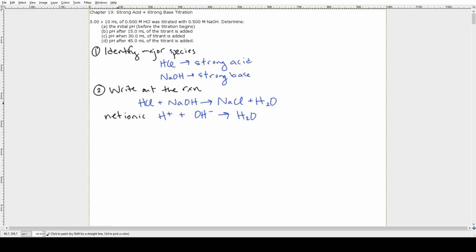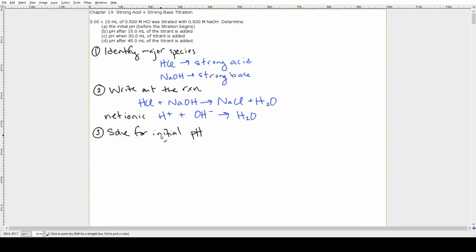Okay, now let's get into the meat of the problem. Part A is asking us to figure out the initial pH. So let's do that. Solve for initial pH. Now some of you are probably wondering, why didn't she write an equilibrium expression? Why aren't we doing an ice chart yet? And well, these are strong substances. Do we need an equilibrium expression? No, we do not. We do not need an equilibrium expression if they are strong substances. So I can just go ahead and solve for my initial pH.